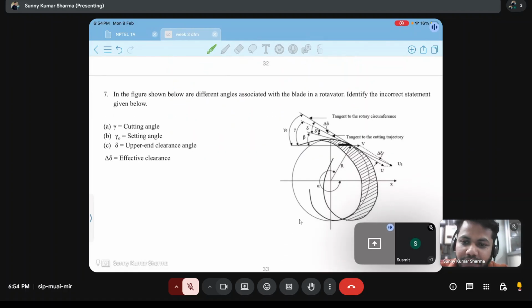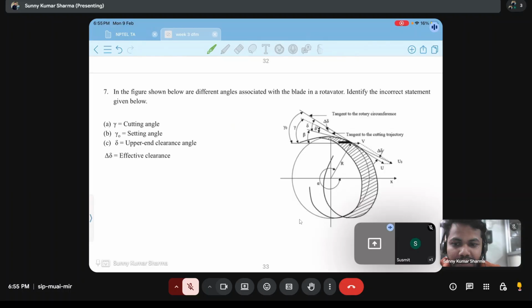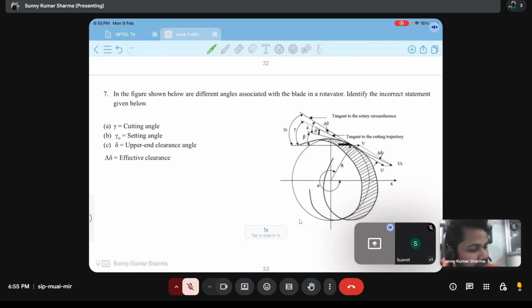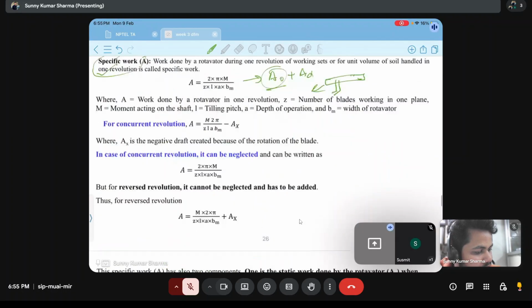Now moving to next question. The question is: in the figure shown below are different angles associated with blades in rotavator. So you have to identify the incorrect statement. First is lambda is cutting angle. This is the cutting angle. Lambda 0 is setting angle. Delta is the upper end clearance, and delta E is the effective clearance. So we have just discussed this diagram.